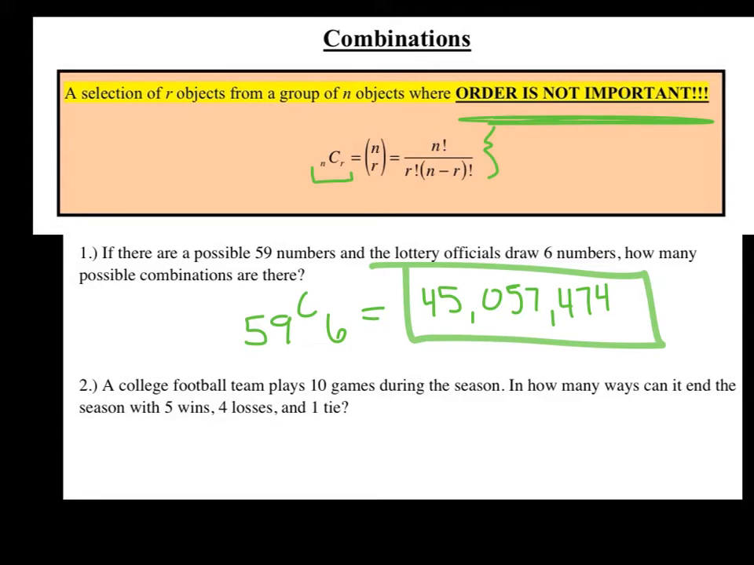A college football team plays 10 games during the season, and how many ways can it end the season with 5 wins, 4 losses, and 1 tie? So this is where we have to sort of use our critical thinking. We can't just quickly run through it. We have to think about it a little bit. So we start with 10 games. So of these 10 games, we're saying 5 of those we're going to win.